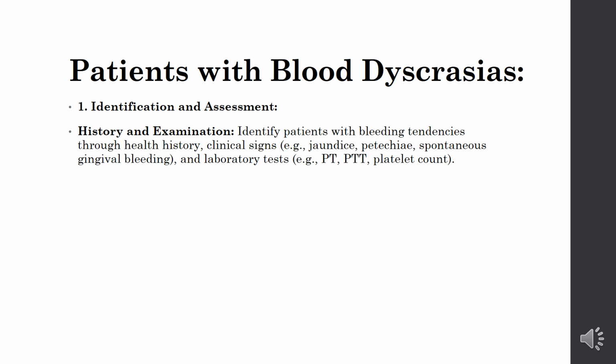Then treating patients with blood dyscrasias. First step is identification and assessment. It can be done through history and examination. Identify patients with bleeding tendencies through health history, clinical signs like jaundice, petechiae, spontaneous gingival bleeding, and laboratory tests like PTT, and platelet count.